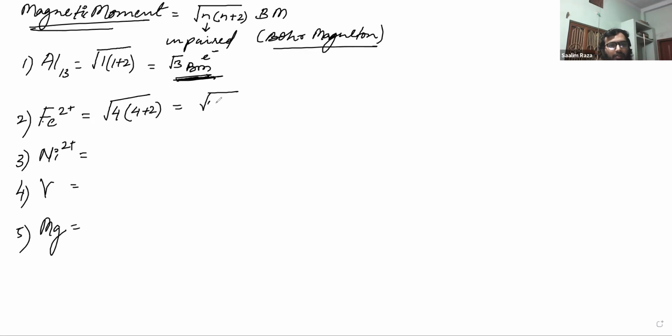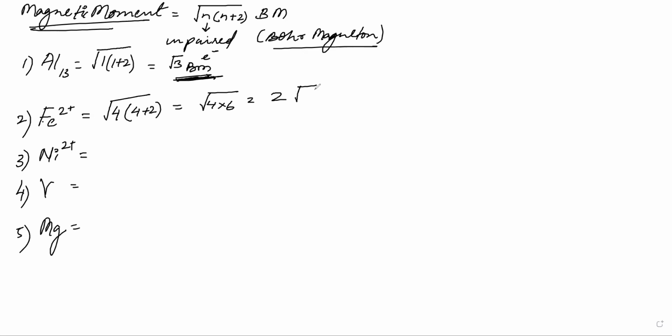This will be 4 into 6. This will be equal to root 24, which is 2 root 6. We can write it like this, right? You can write it like this.